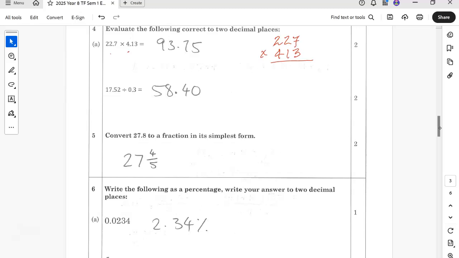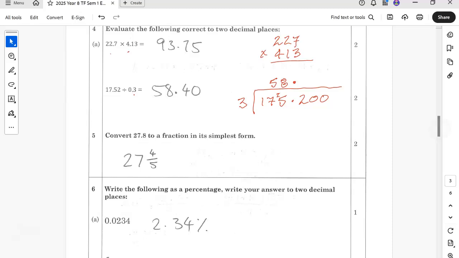Here we're going to make the divisor a whole number. So you've got to multiply it by 10, that becomes 3. And then 17.52 is also multiplied by 10, it becomes 175.2. There goes your decimal point. Then you start to divide. 3 into that goes 5 times. I'm getting ahead of myself. Remainder 2. And 3 into that goes 8. 3 8's are 24. So you keep going, 58.40.